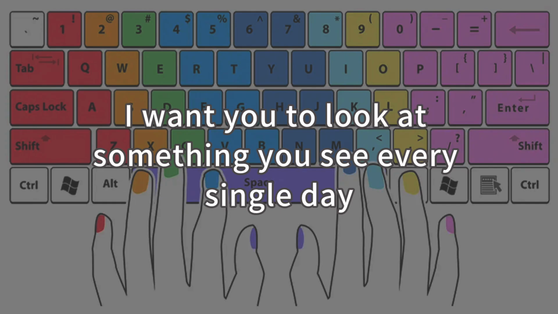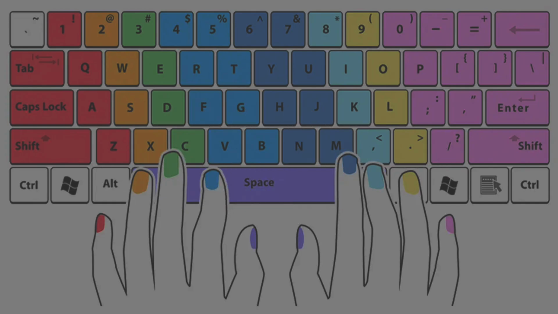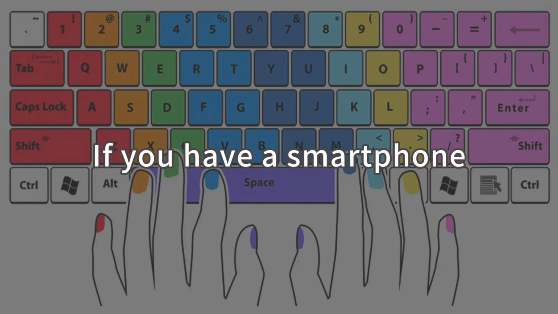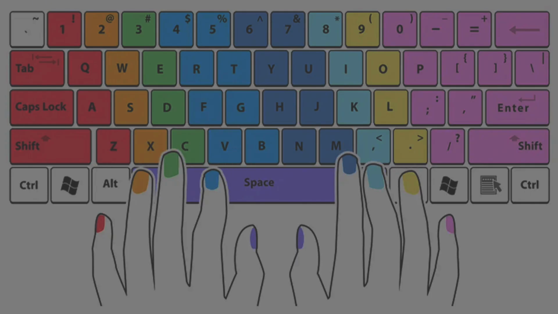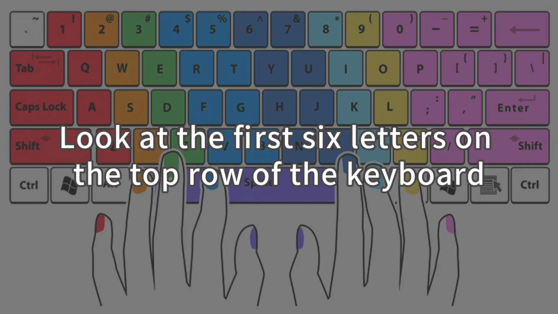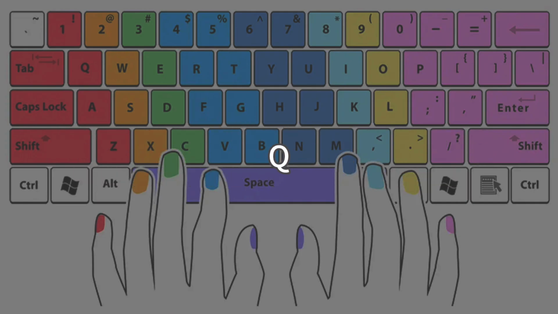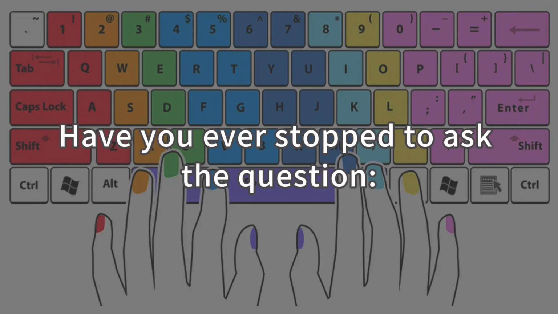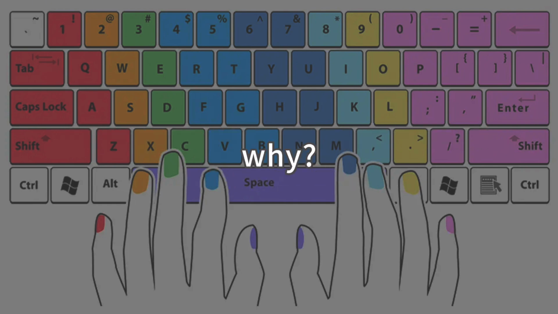I want you to look at something you see every single day. If you have a computer, it's on your desk. If you have a smartphone, it's in your pocket. Look at the first 6 letters on the top row of the keyboard. QWERTY. Have you ever stopped to ask the question why?